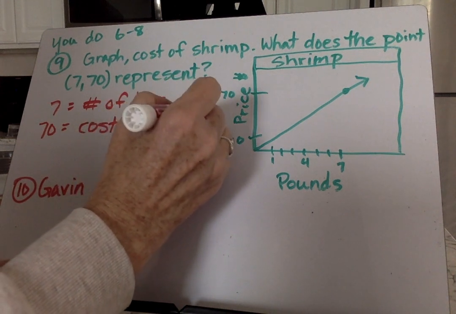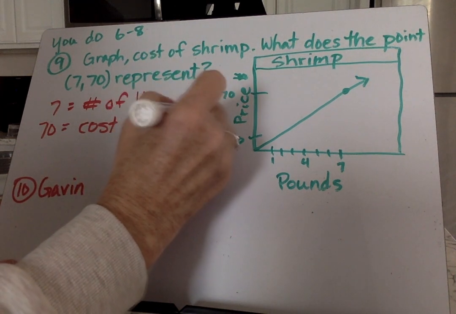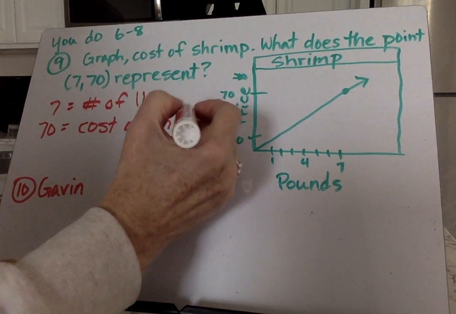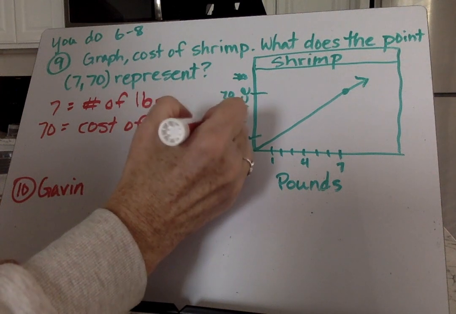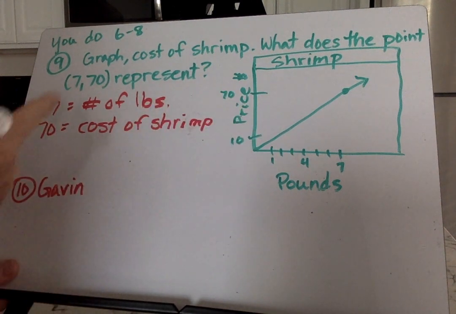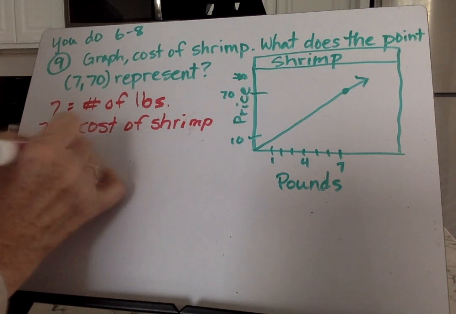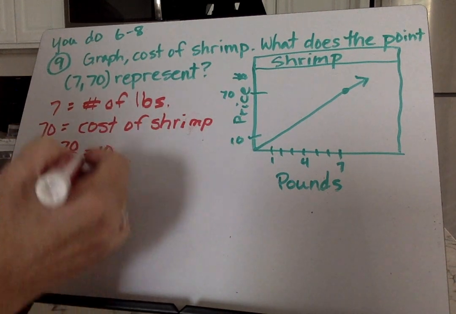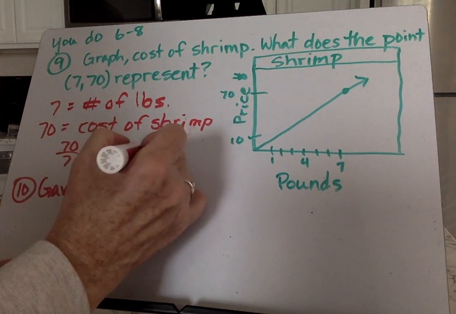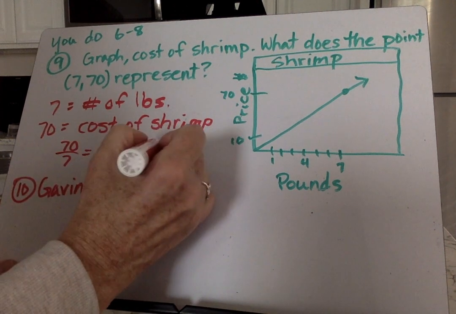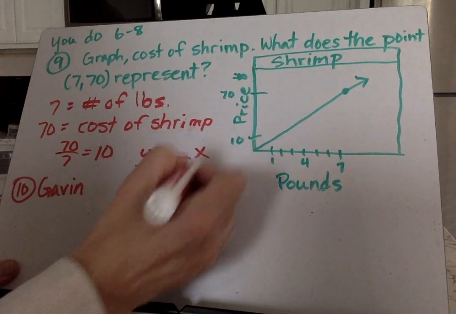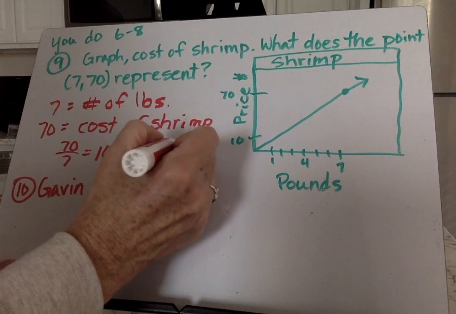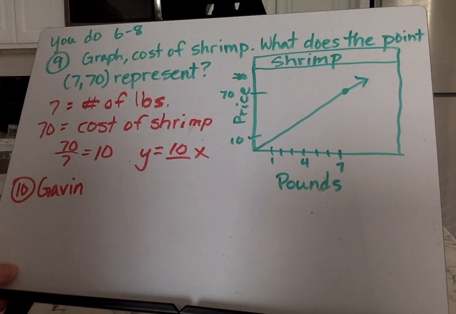And if I wanted to write my equation, remember you're going to take your y and divide it by your x. So 70 over 7. And that will give you your unit rate, which is also your k, so that you can write your equation. Y equals blank x, remember? That's all you have to do if it's proportional. 70 over 7 equals 10. So your equation, y equals 10x.